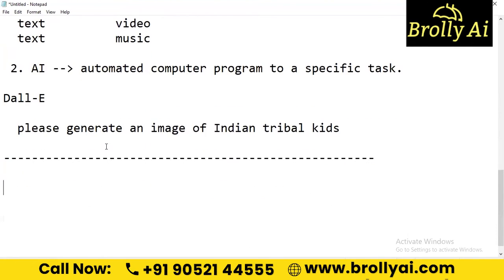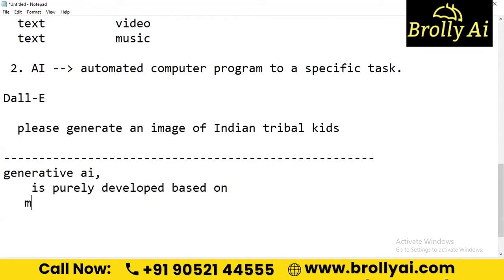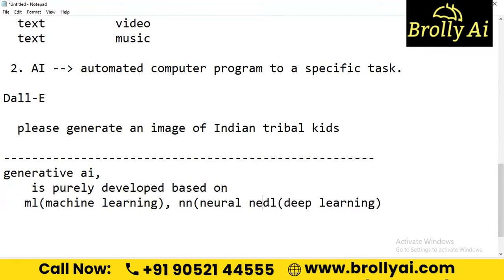But generative AI models are purely developed based on ML, DL, and NLP. Nowadays, the latest concept is LLM, large language modeling. Forget about ML and DL for now. What is ML? Machine learning. DL? Deep learning. Before deep learning, there was something called NN, neural networks.